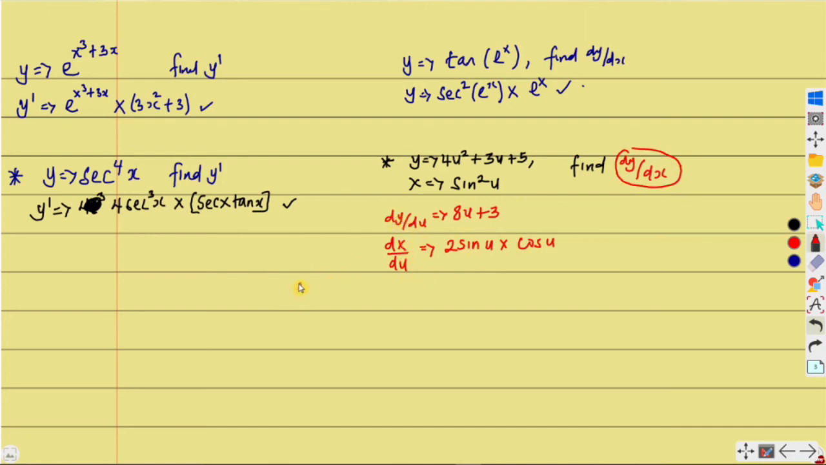The only way you can get dy/dx is by dividing dy/du by dx/du. I hope students understand this. This is the only way. The dx/du is the second function, so this goes to the bottom, and then you have your answer. When you divide the two, you have 8u plus 3 divided by 2 sine u cos u as the answer to your y prime, and that is what the examiner asked for.